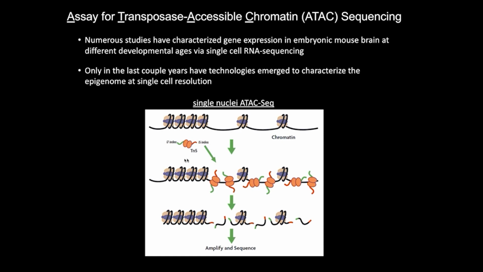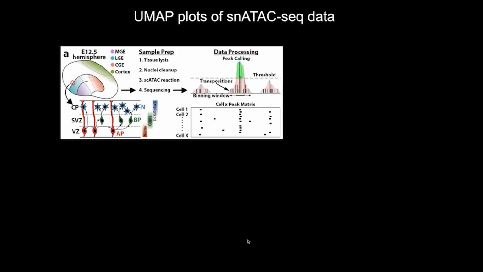You have a transposase enzyme that can enter the nucleus, and when it identifies a region that's open, like right here, it can bind to this region and cut the DNA, and it's been designed to have adapters that get inserted. So basically what you have is pieces of DNA that were accessible or open that now have linkers and indices on them. Then you can collect this DNA from the cells and amplify and sequence it. And this is just the schematic that we use.